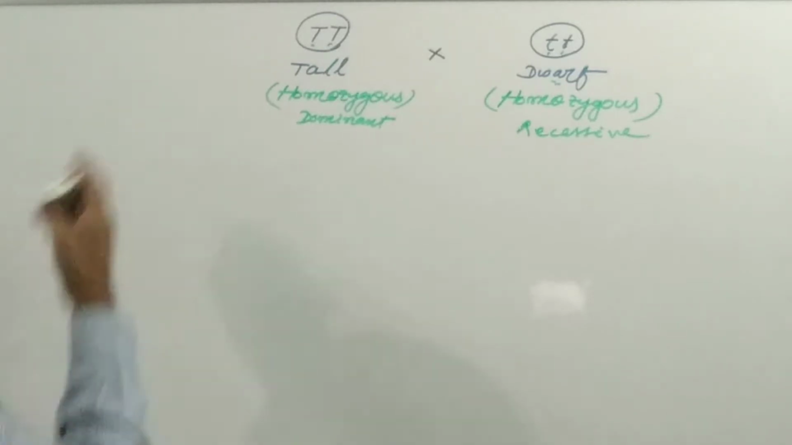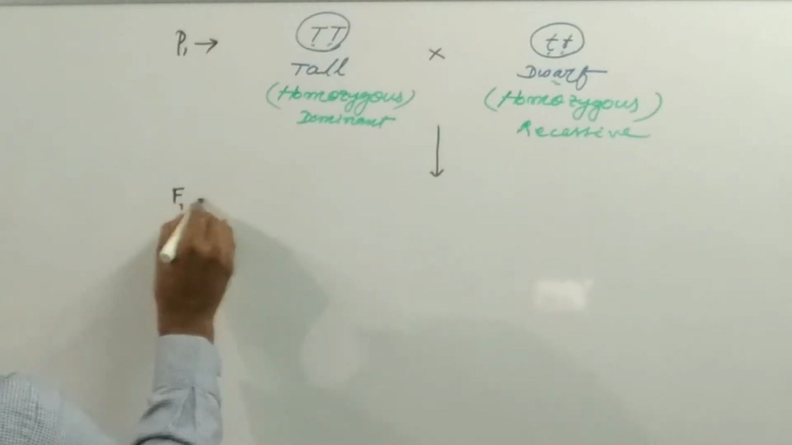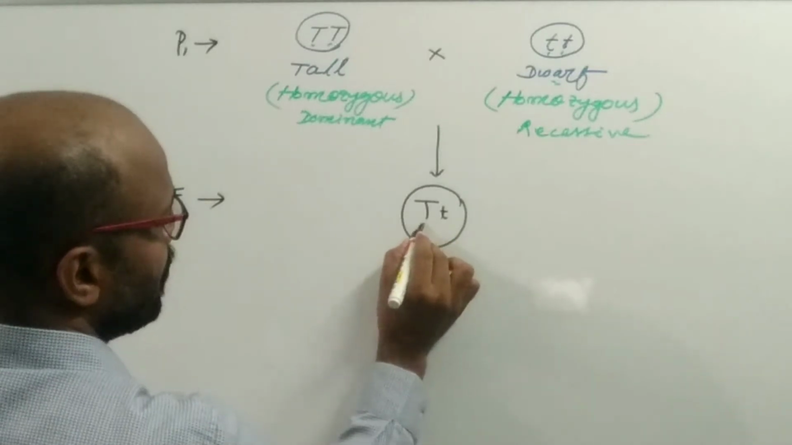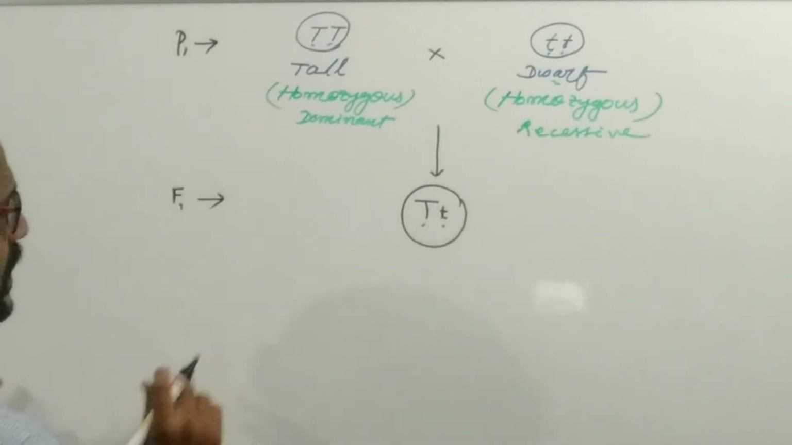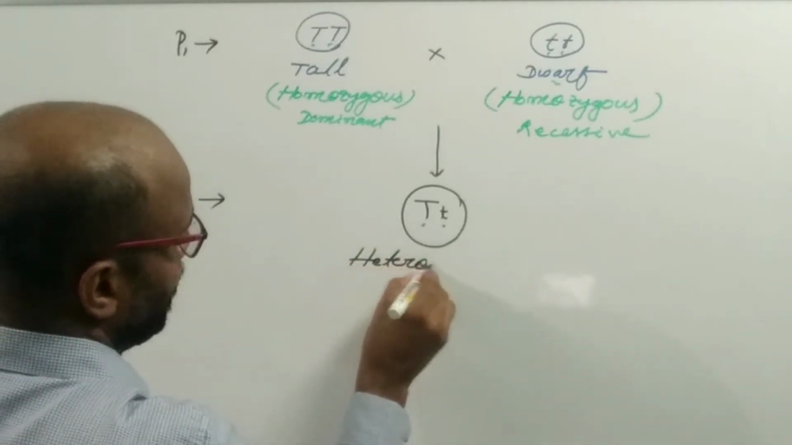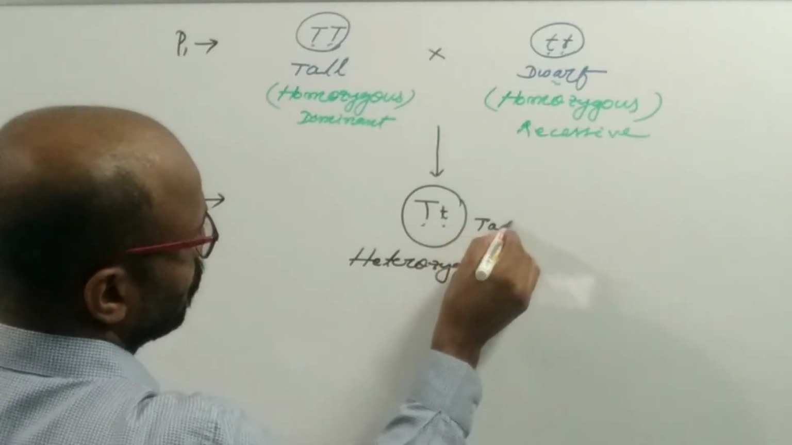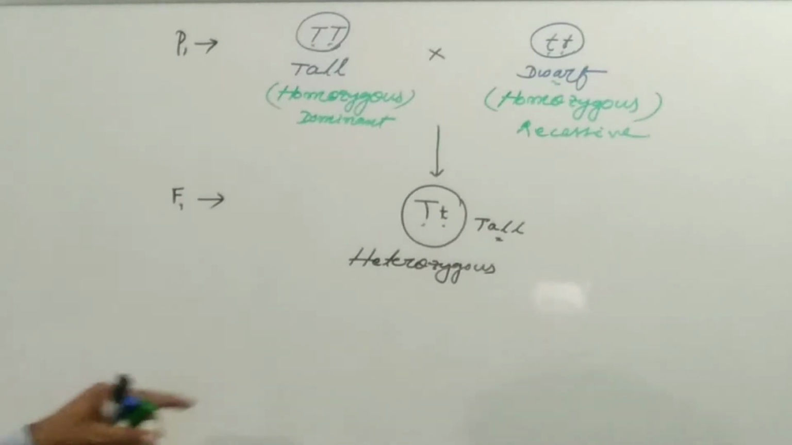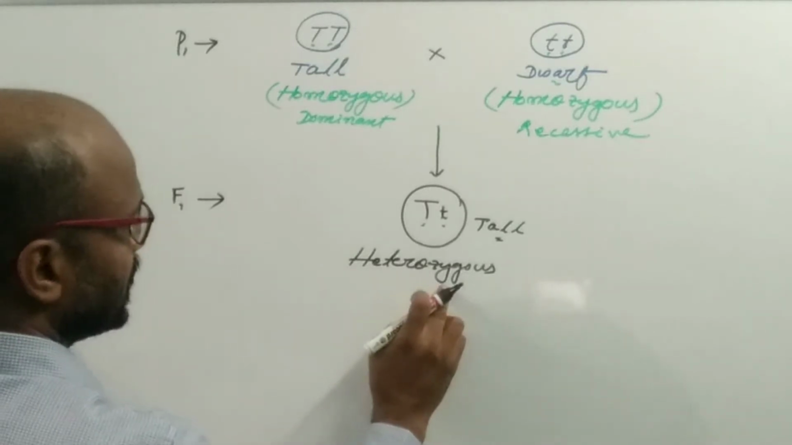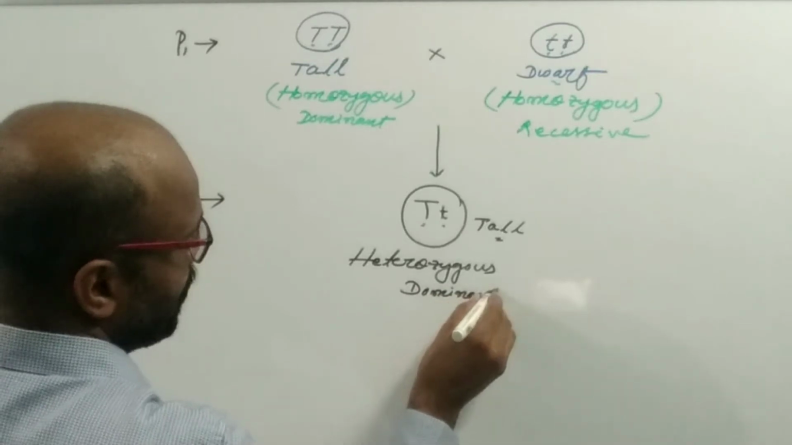This is the parent. In the F1 generation, we will get capital T, small t. Here there is one dominant allele and another recessive allele, and such a condition is known as heterozygous. The expression will be tall. Tall means this is the dominant expression. So this is known as heterozygous dominant.